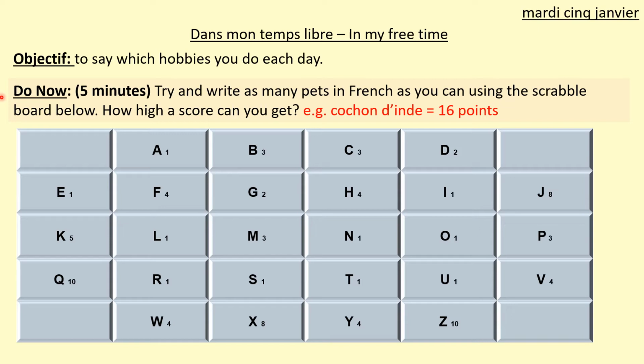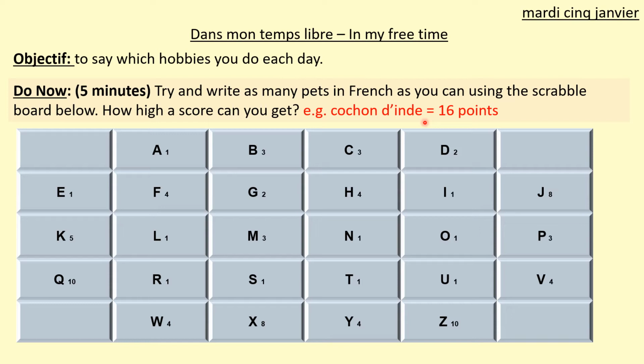Okay, your do now activity should take no longer than 5 minutes. Looking back in your book, if you need to, try and write down as many pets in French as you can using the Scrabble board below, and you'll see that for each letter you get a different number of points. You've got to see how high a score you can get. So first of all, the highest score you can get with the most complex pet name, and then you can also add up your points for however many pets you manage to find.